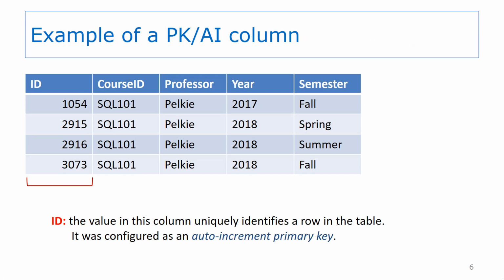Here we see an example of the course catalog table that we saw earlier. This time there is a primary key column named ID. When this table was defined, the ID column was defined as an integer, and the primary key and auto increment attributes were assigned to the column. That means that as new rows are added to the table, the next available sequence number is assigned to the ID column. The auto increment value is assigned on a per table basis.